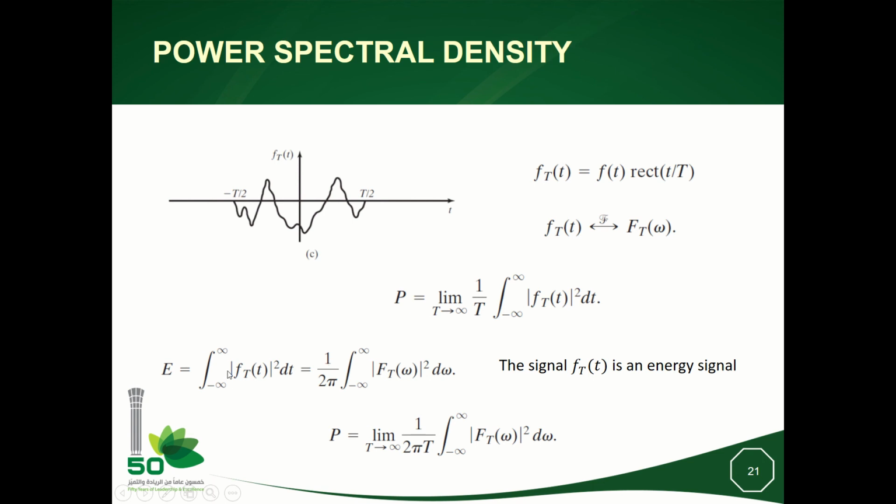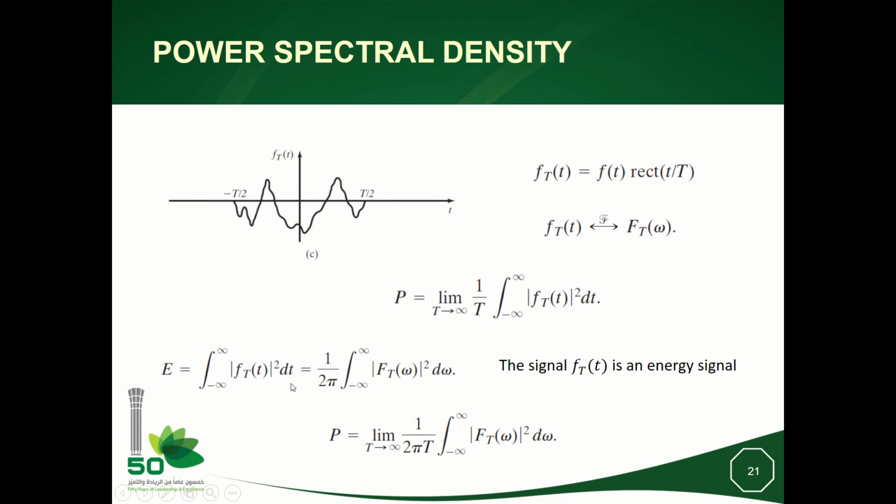So it is by definition equal to this, and in the frequency domain, we can also write it in that form. And we are saying here that the signal f sub T is an energy signal because it is cut. It is only existing from minus T over 2 to plus T over 2. So we can say that the P, okay, it is 1 over 2π T, the integral from minus infinity to plus infinity of the Fourier transform of this signal squared dω. Okay.